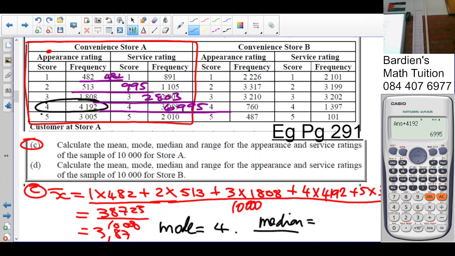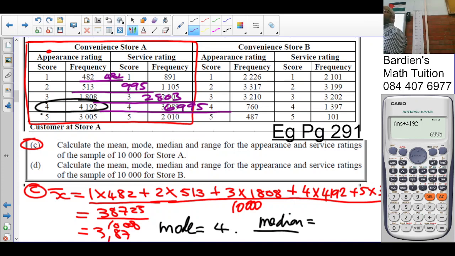From 996 to 2,803 is all the people choosing threes. Can you see that? The very next number, next person, 2,804, all the way to 6,995 is people who chose fours.